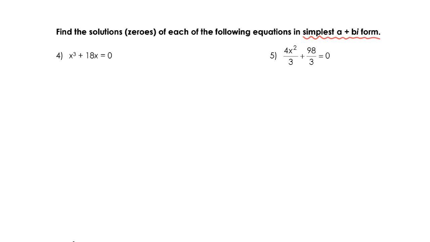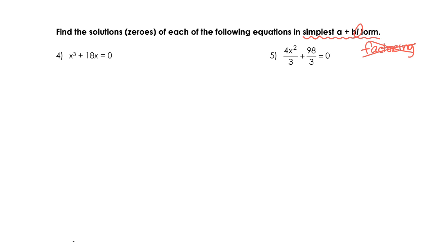But when they do tell you that, that really means that all of these roots or solutions are going to come out with an imaginary part to them. And that kind of tells me, don't even bother factoring. Even though factoring is one of our methods of solving for solutions or zeros or x-intercepts, when they say a plus bi form, that tells me factoring, don't even try to bother. Factoring will never get you imaginary.